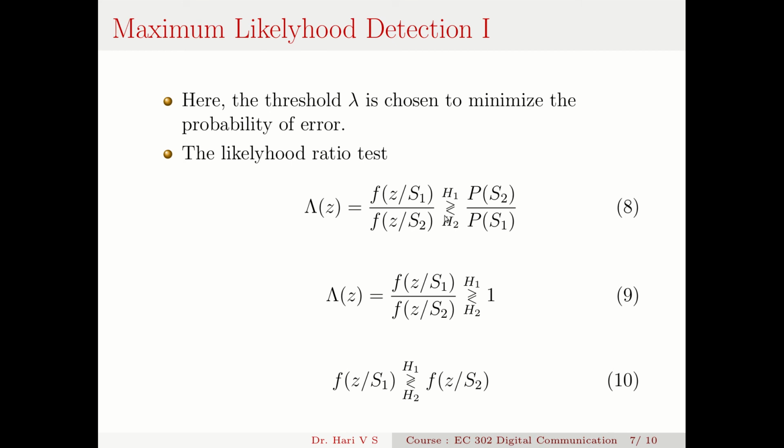If you cross multiply here, you can easily verify this. Now this PS2 is equal to PS1, so this ratio lambda of z becomes f of z given S1 divided by f of z given S2. If it is greater than 1, I take the hypothesis H1. If it is less than 1, I take the hypothesis H2. Now if I cross multiply, if f of z given S1 is greater than f of z given S2, I take the hypothesis H1, that is S1 is transmitted. If it is less, I take the hypothesis H2, that is S2(t) is transmitted.